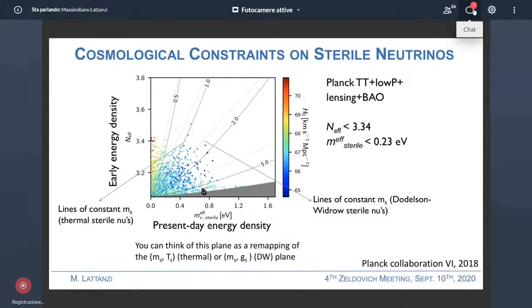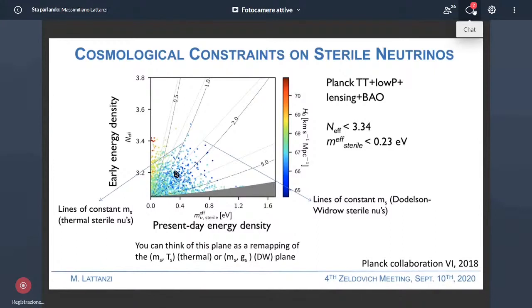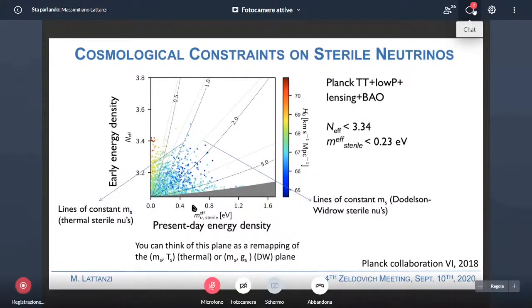In this plot, you see exactly that. This is what is called the effective mass, which is a bit confusing because it's not the actual mass of the neutrino. This is the total effective mass. So 3 is the normal neutrinos, and the excess is due to the sterile, and the allowed region is basically where you see more dots. The number of dots is proportional to the probability in that part of parameter space.